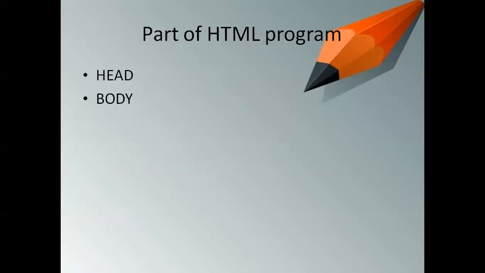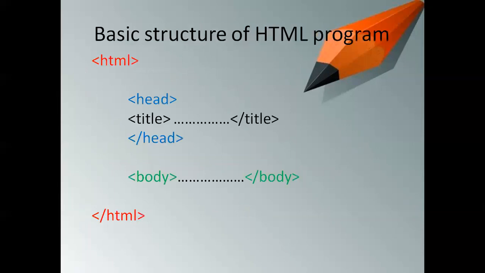Now, parts of an HTML program. The whole HTML program is divided into two different parts, head part and body part. So let's understand the basic structure of an HTML program. Now, dear students, this is a very important point which we are going to cover now, because whatever you prepare from now onwards, or whatever practical you do from now onwards, depends on this structure. So this is the basic structure.